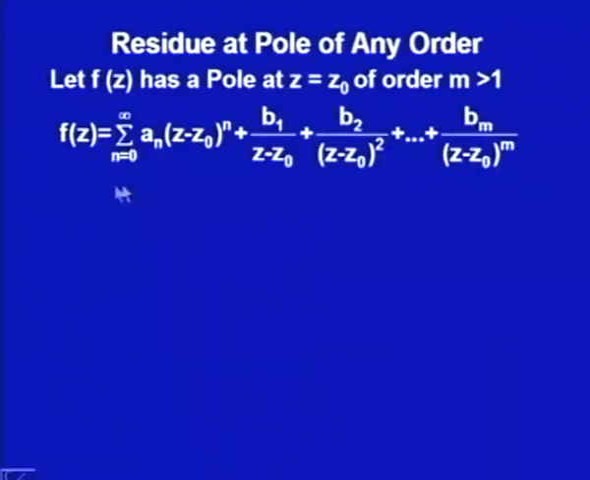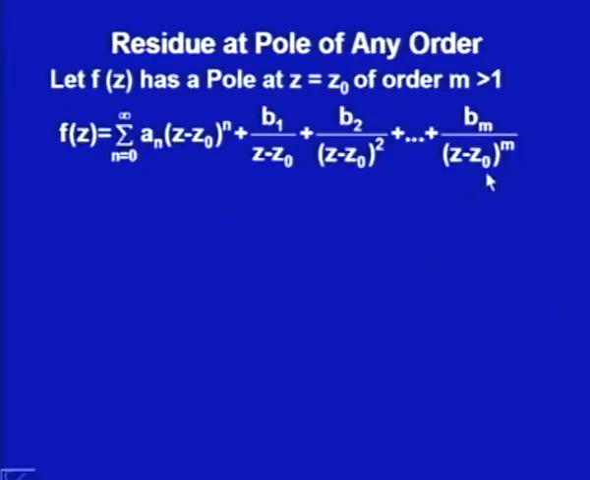If this is so, then we know that f(z) can be represented by this Laurent series: summation n running from 0 to infinity, a_n (z - z naught)^n, plus b_1 upon (z - z naught), plus b_2 upon (z - z naught)^2, and so on, plus b_m upon (z - z naught)^m. Because it is a pole of order m, my principal part will take m terms only.